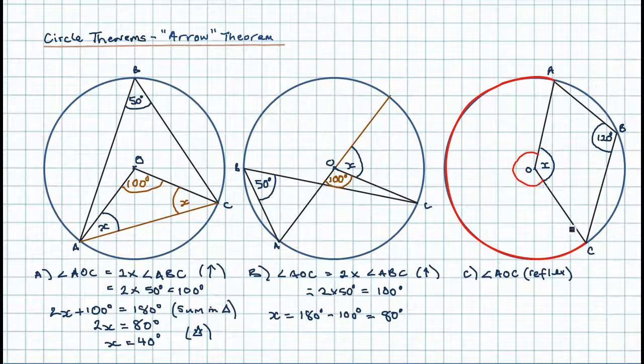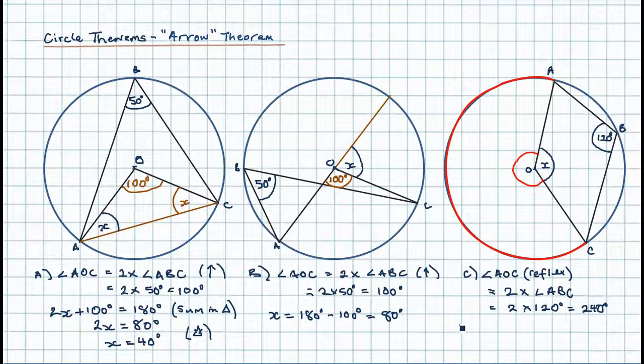So it's this one here. So the reflex angle AOC is also twice the angle at the circumference. So angle ABC, which equals twice, or double, 2 times 120, which is 240 degrees.